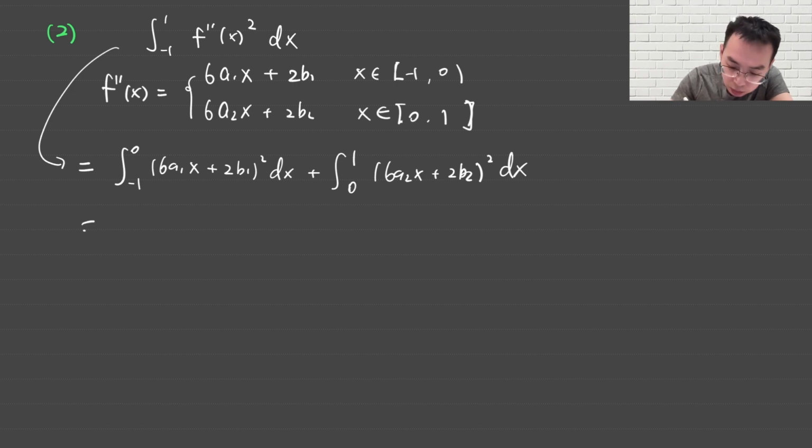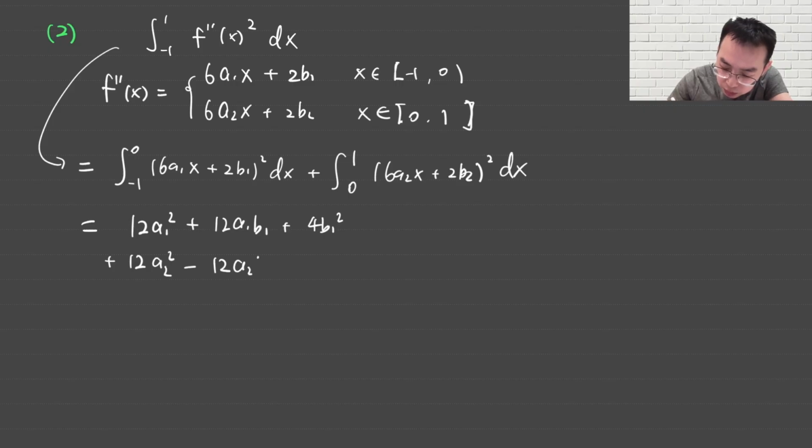You're gonna get 12a1 squared plus 12a1b1 plus 4b1 squared. This is the first segment, and then the second segment is gonna be very similar, minus 12a2b2 plus 4b2 squared. So this is what the integral reduces to.